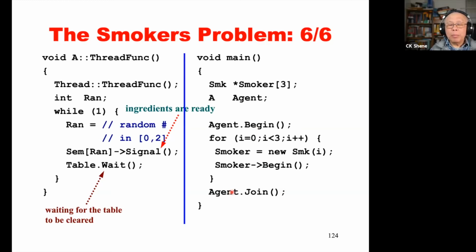Once the main program exits, everything created by the main program will be gone. In other words, the agent and the 3 smoker threads will be gone. Is that what you want? Definitely not. Therefore, we must have this join call here, even though this join call does nothing but block the main program so that the main program will not exit.